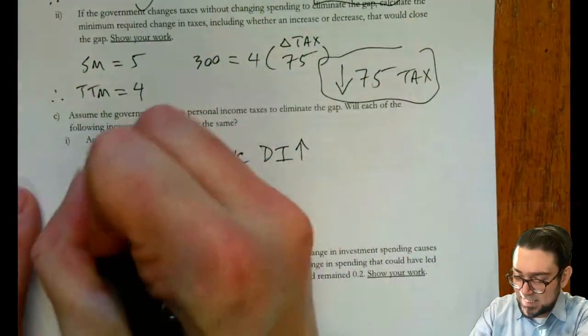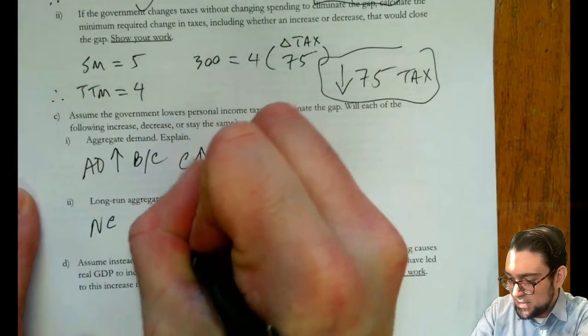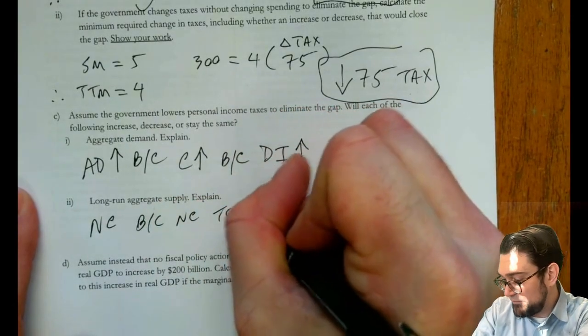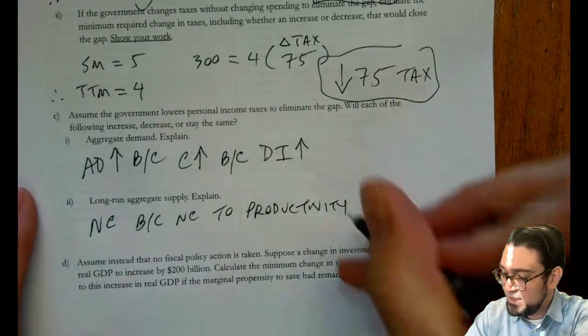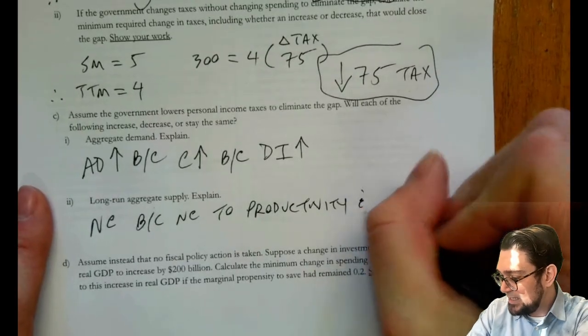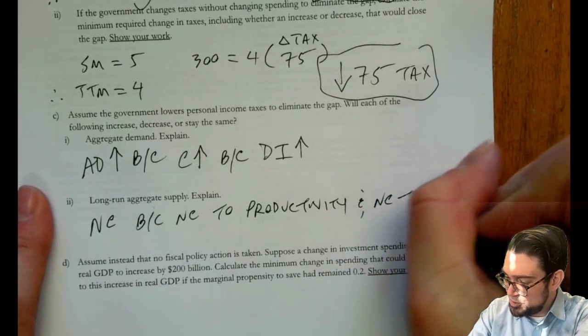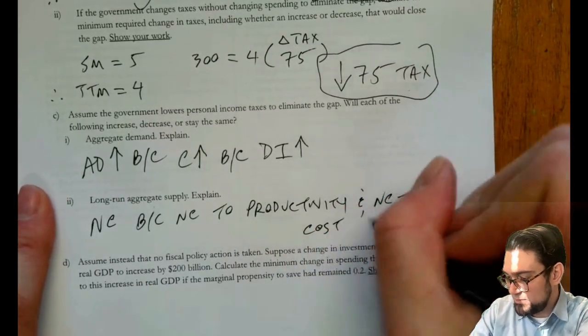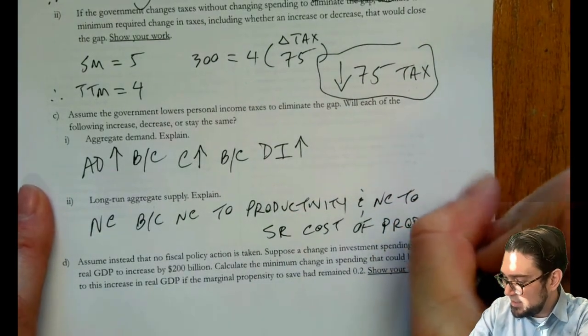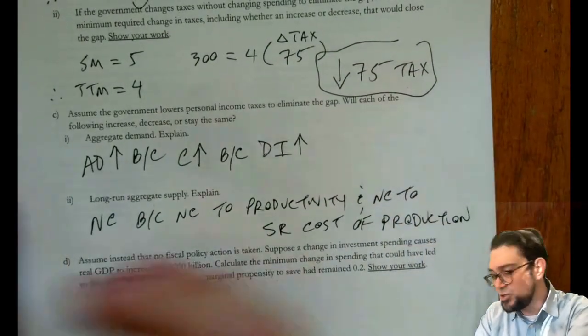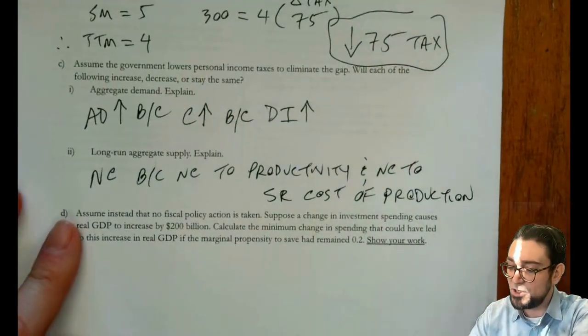Long run aggregate supply is not going to change. No change because no change to productivity, right? Just giving people an income tax cut is not going to make them more productive. No change to productivity and no change to cost of production, at least the short run cost of production. And so there's no change to the things that are actually going to create economic growth.